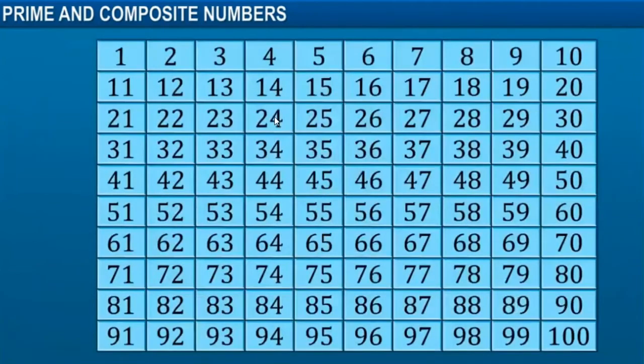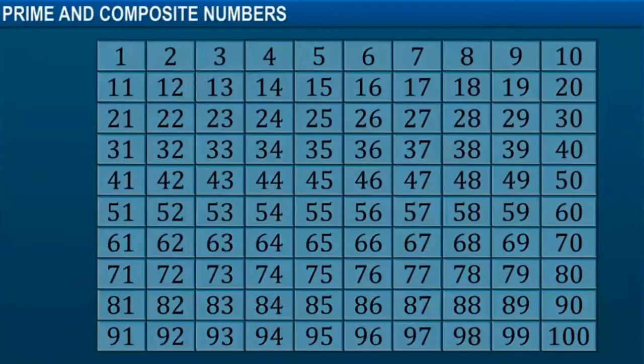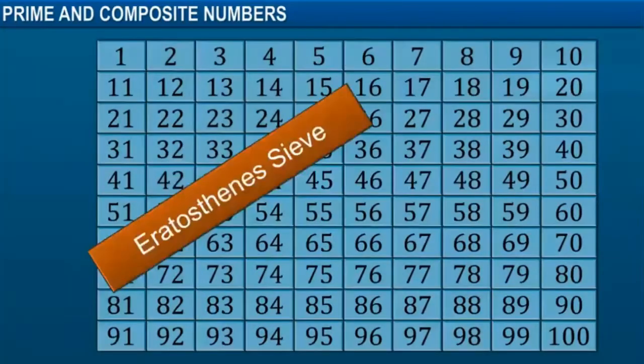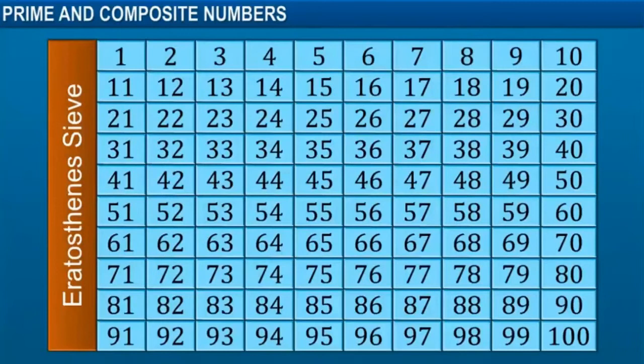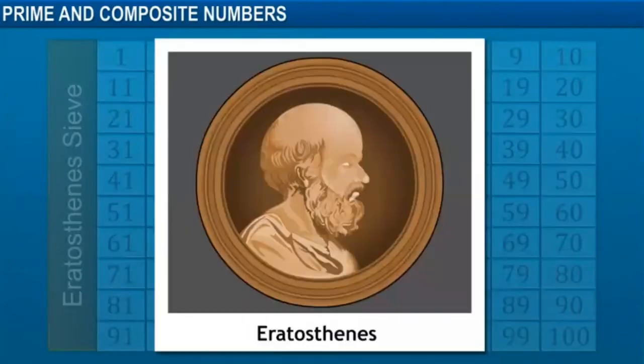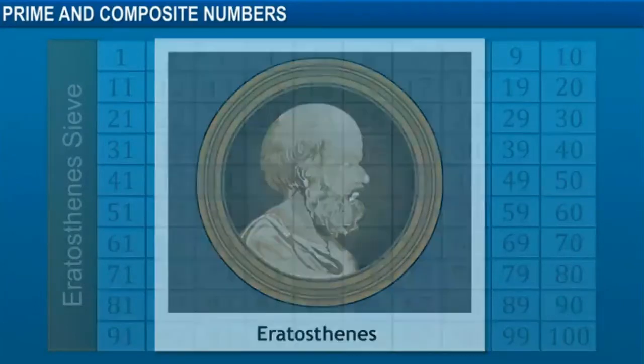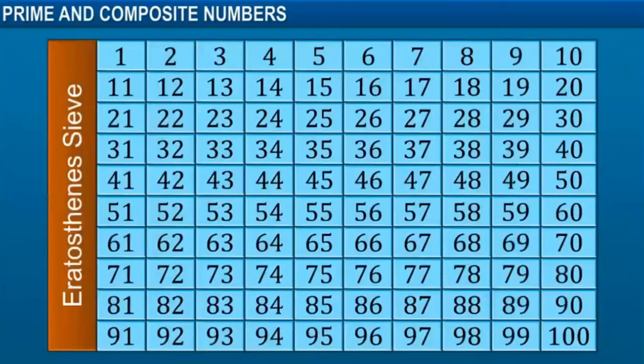Now, let's look at this grid. It is called the Eratosthenes Sieve. This grid was developed by the Greek mathematician Eratosthenes. It gives a very interesting method to find all the prime numbers. Let's see how it is used to find all the prime numbers between 1 and 100.